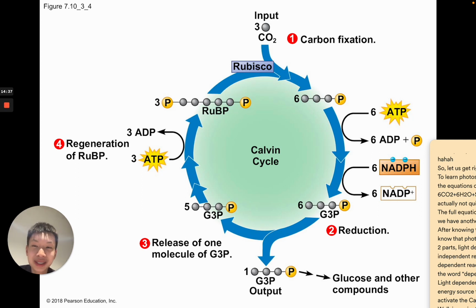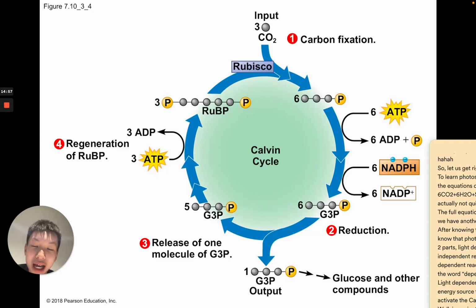Well, how do we do that? Well, more ATP is needed. So an additional 3 ATP come here, release another phosphate, and give some energy to reform RuBP again. Wait, you may ask, how did 3 carbon molecules become 5 carbon molecules?